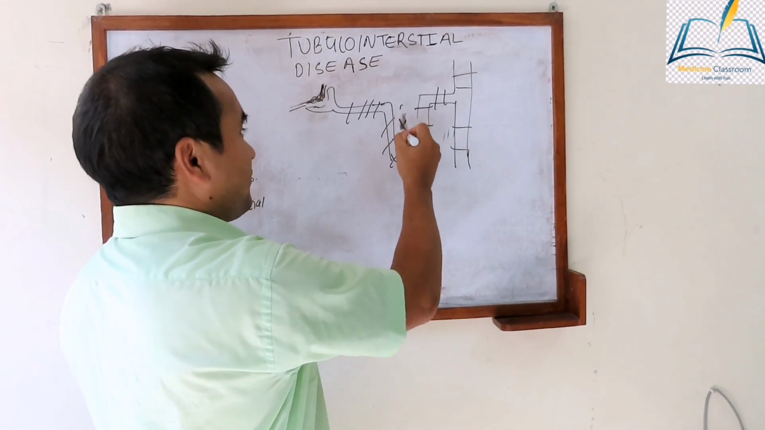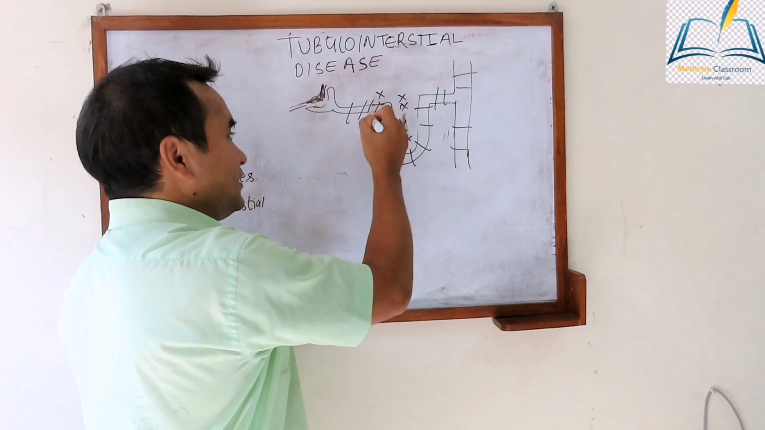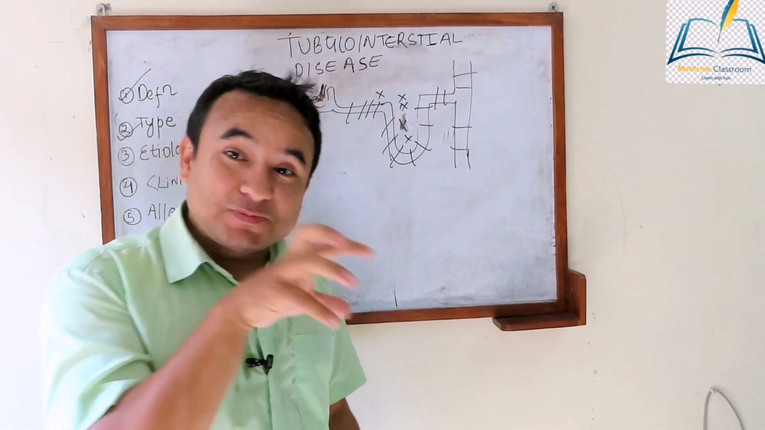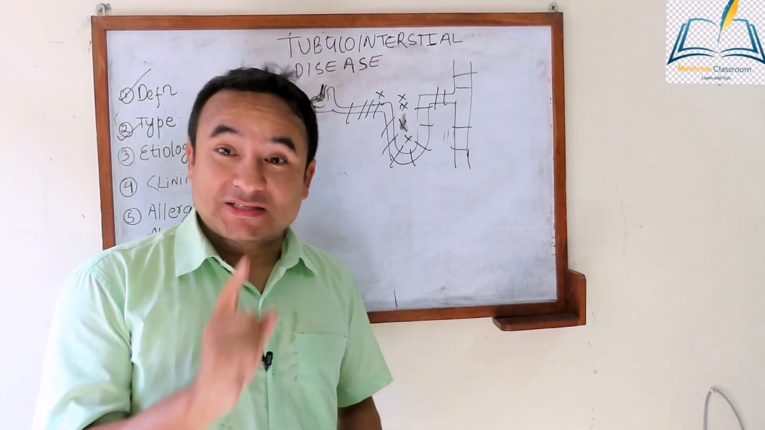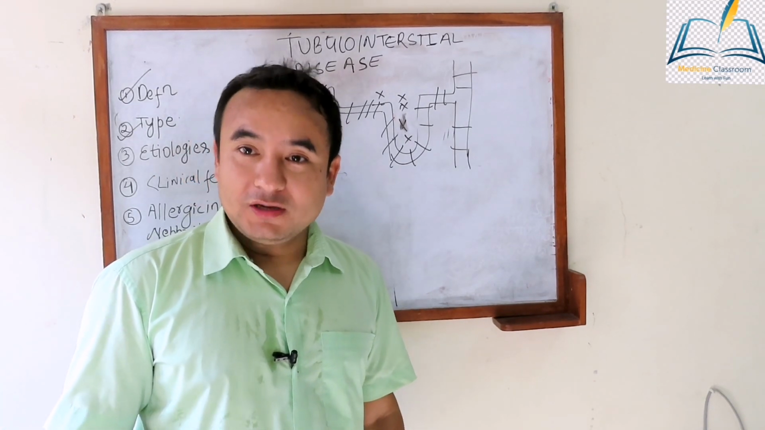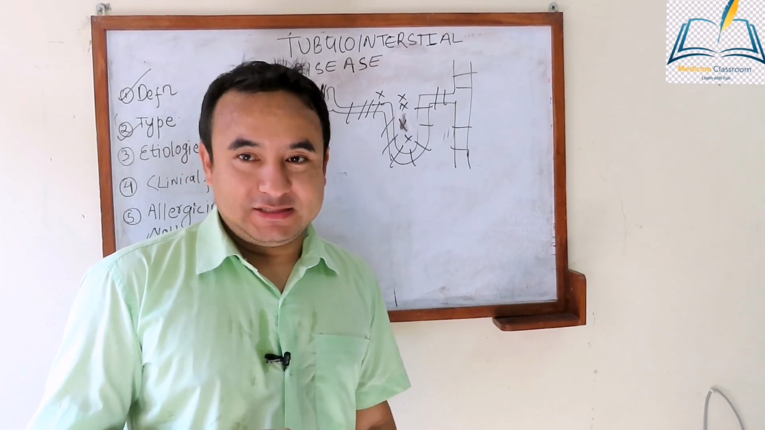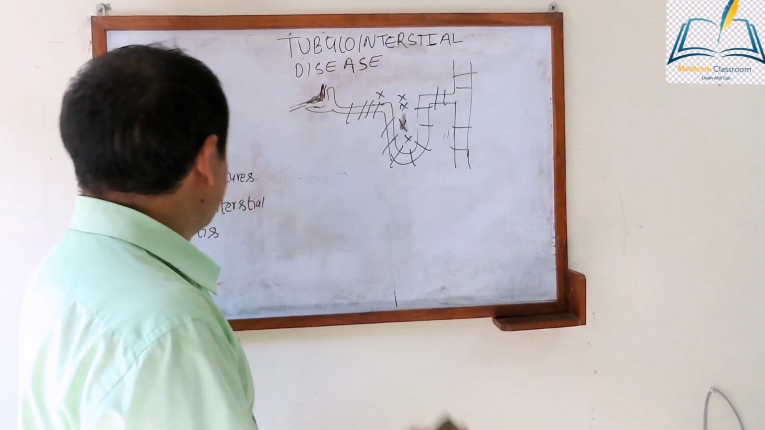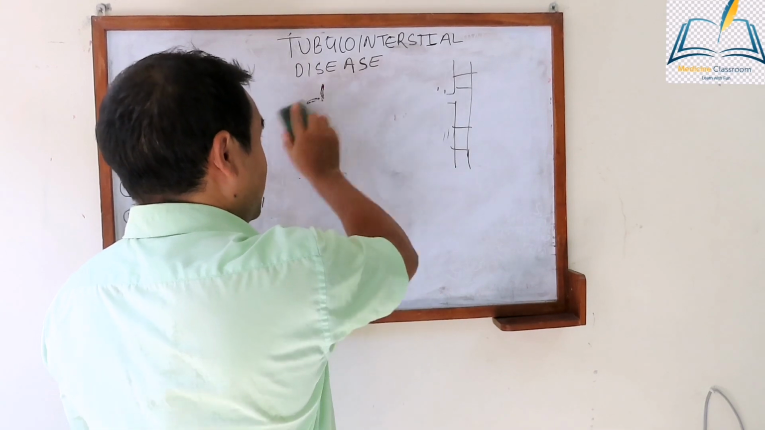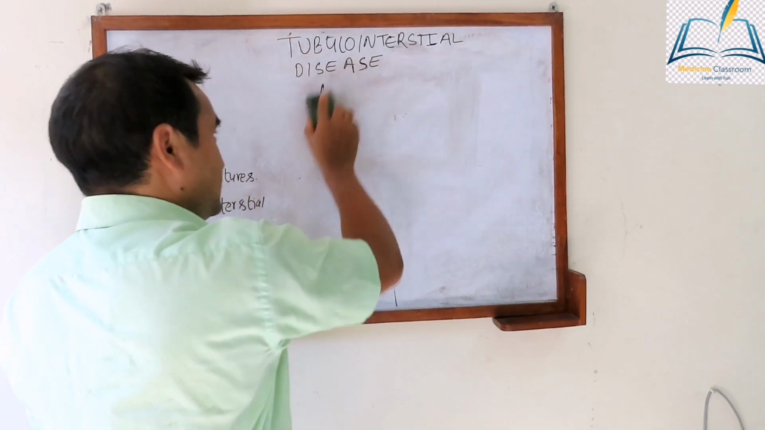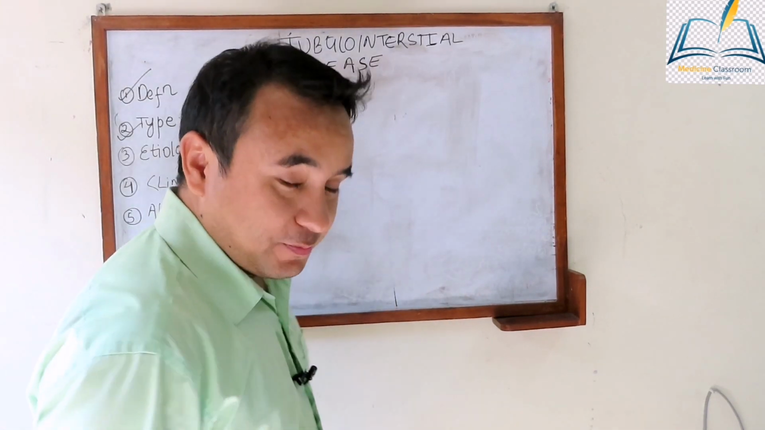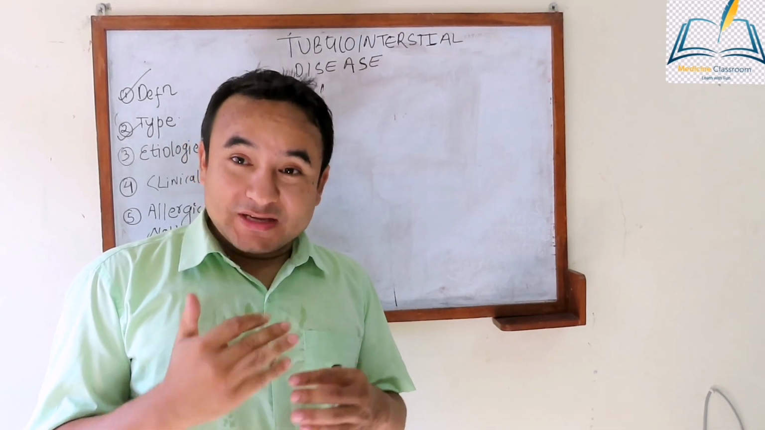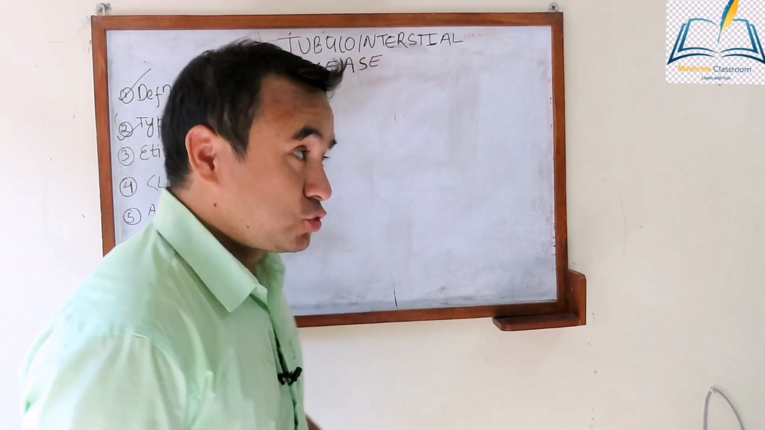So if there is a predominant involvement of the tubules and the interstitium and relative sparing of the glomerulus and the vessels, then that is called tubulointerstitial disease. That is what we are going to discuss today. Then what are its types? Depending upon the cause and the presentation, it is of two types.